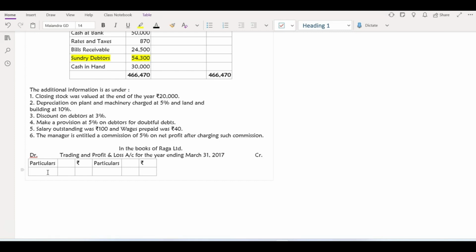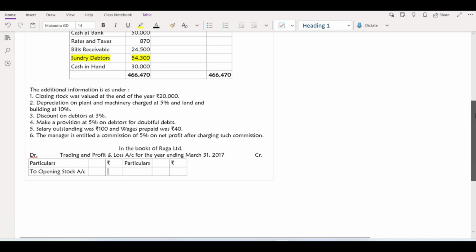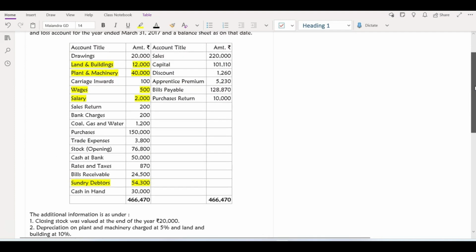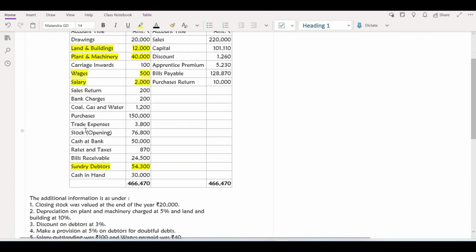I solve this question's final accounts by preparing the trading account first, and then I prepare my P&L and balance sheet both together. All right. So let's start our trading account. The first item that comes in our trading account is opening stock. So I'm going to write here, to opening stock account, and I do remember seeing opening stock in my trial balance. So let's come here. It is given here, stock opening 76,800.